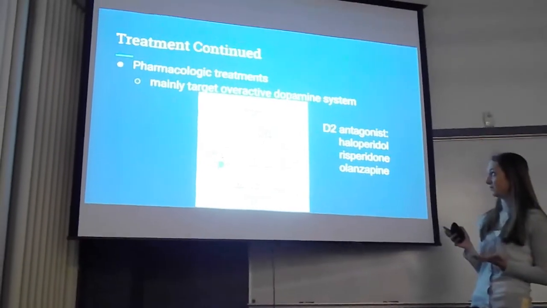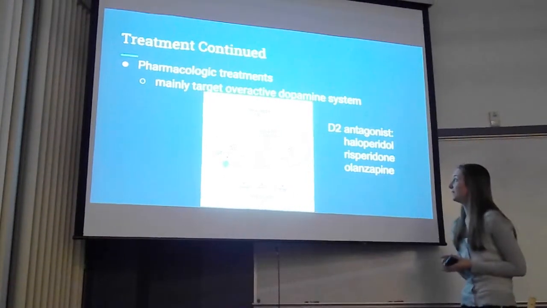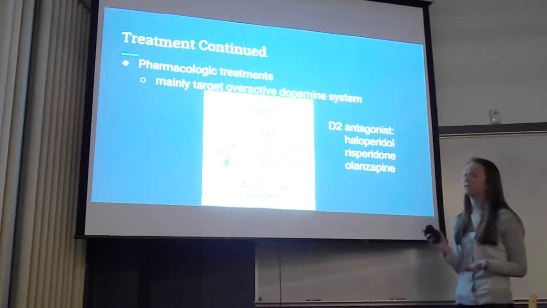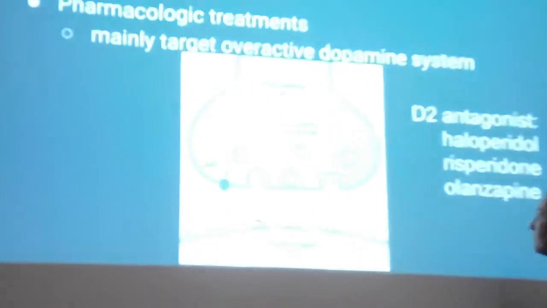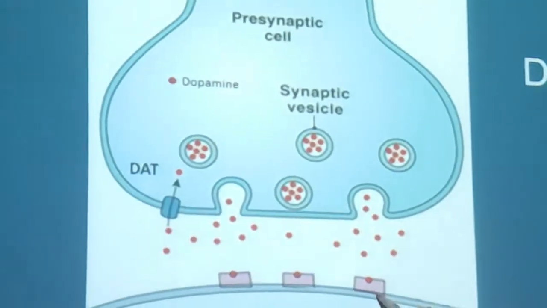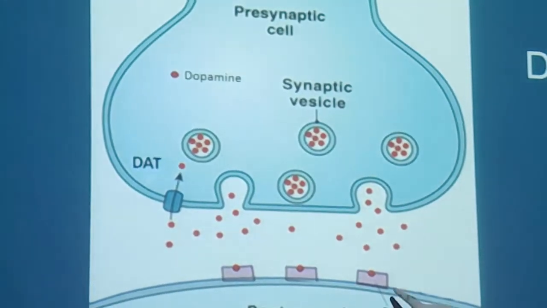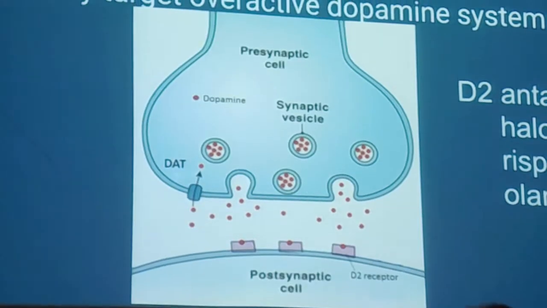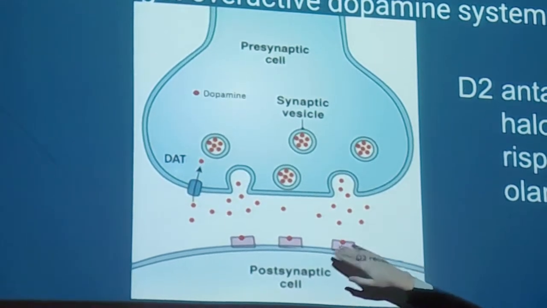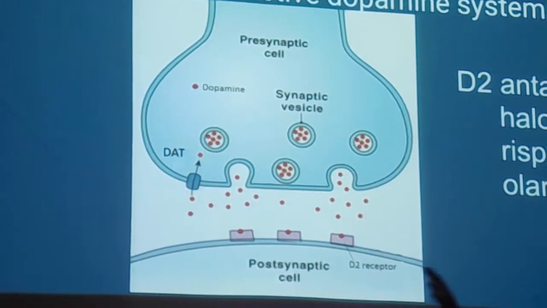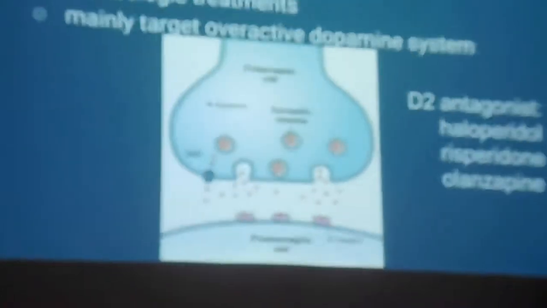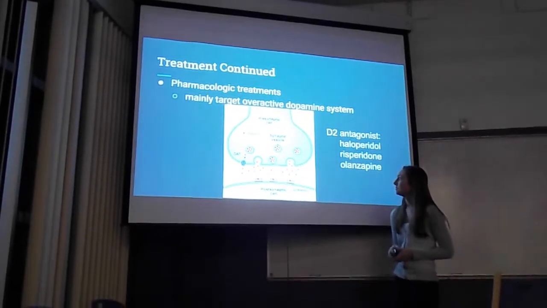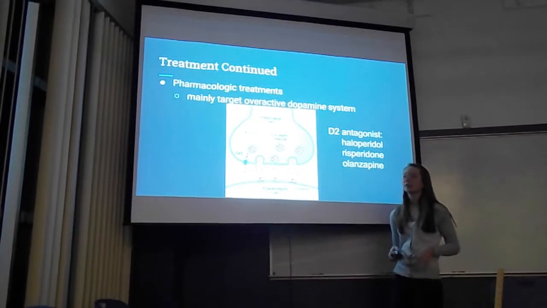But there's also pharmacologic treatments, and they basically target the overactive dopamine systems. And so here you can see we have a dopamine receptor, D2, and if you use one of these drugs, it will block the receptor and prevent the excess dopamine from being absorbed, therefore reducing the stuttering symptoms. This is not, like I said, a cure-all, but it definitely has been shown in some cases to reduce stuttering.